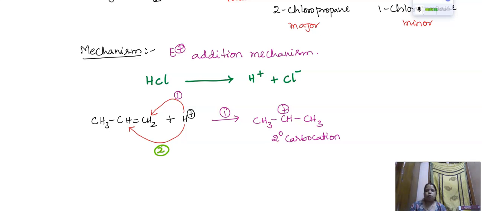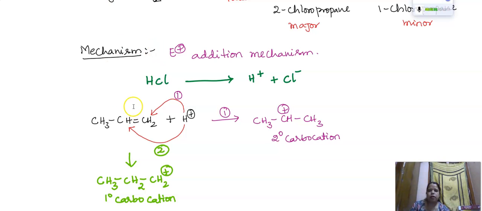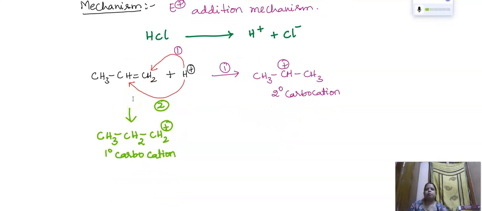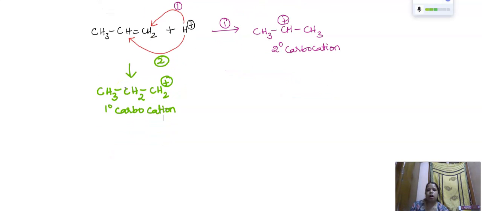In the second scenario, that is when H plus is attacking the second carbon, what kind of intermediate is generated here? We are going to get CH3-CH2-CH2 plus. So which type of carbocation is formed here? A primary carbocation. I hope you understood the first step of the mechanism here, because based on this only we can understand how Markovnikov's rule is explained.